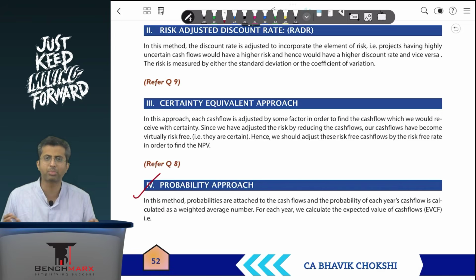So what do you do in the probability approach? Rather than taking just a single number, we will have a range of cash flows, and you will try to find the probability-based weighted average cash flow. This is called the expected cash flow. Now, how do you calculate expected cash flow? It is a probability-based weighted average.